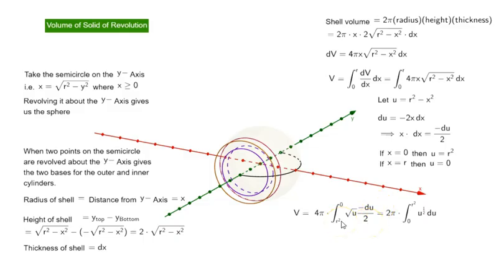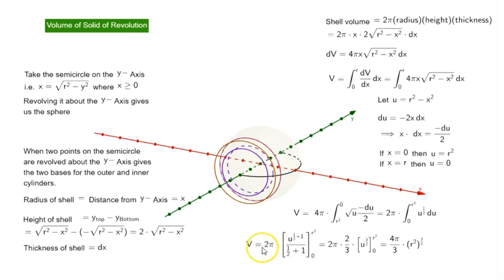And since we have a negative sign inside the integral, we can get rid of it by exchanging the limits. So 0 comes down and r square goes up. So we have 2 pi, because this 2 in the denominator comes out of the integral, and 2 times 2 is 4. So 2 pi times the integral from 0 to r square of square root of u, which can be written as u to the power of 1 by 2 du.